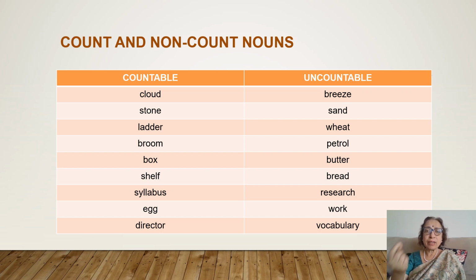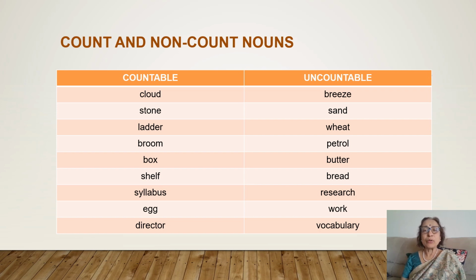So you can say one grain of wheat. Grain is being counted. Many grains of wheat, or 1 kilogram of wheat, or 10 kgs of wheat. That way you can count. But you cannot count wheat as such.